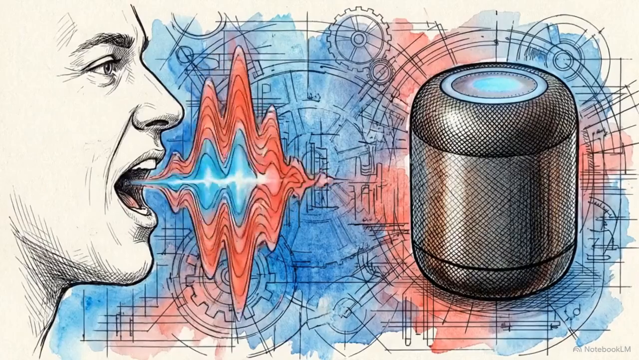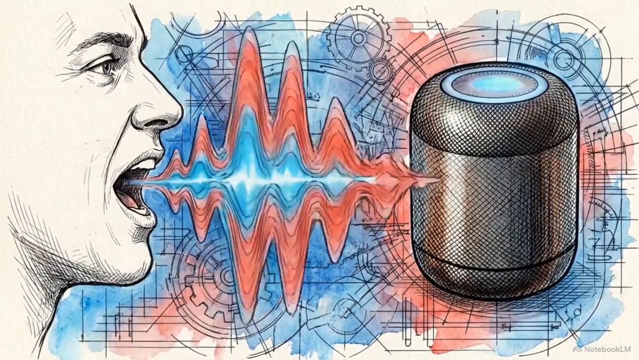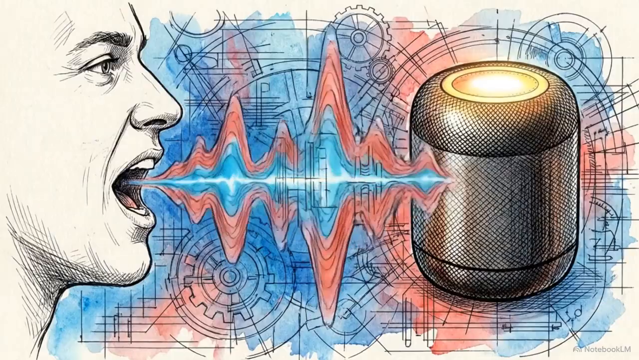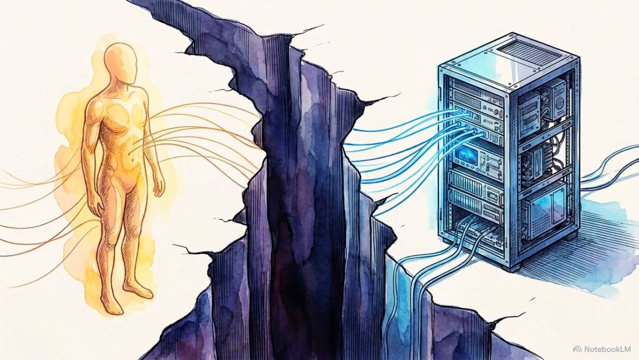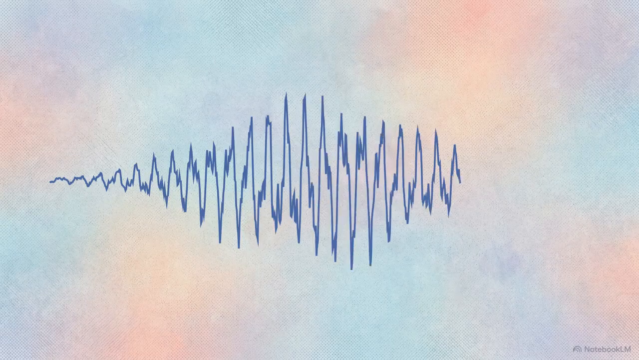When you ask a smart speaker to set an alarm for 7 a.m., the response feels immediate. You speak, and the device answers. But that frictionless experience hides a massive communication gap. Humans communicate with messy analog waves, vibrations in the air that vary wildly in tone and volume.